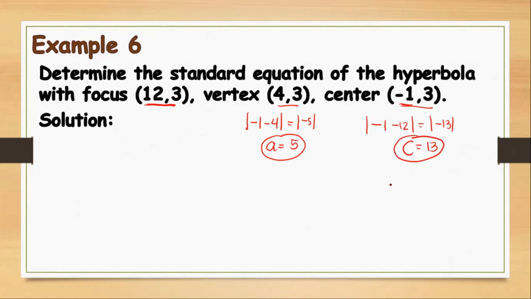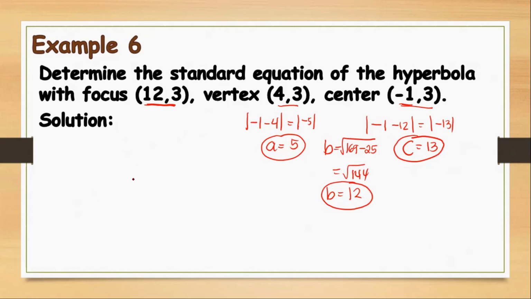And last one, we have to find our b. So b is equal to square root of c squared minus a squared. C squared is 169 minus a squared, which is 25. So that is square root of 144. Our b now is equal to 12. Okay, so we have now our a and our b.